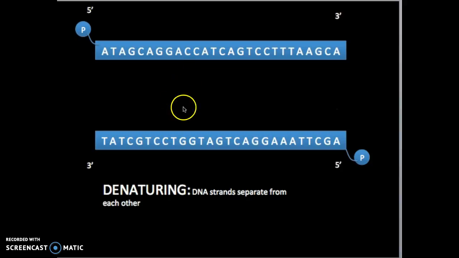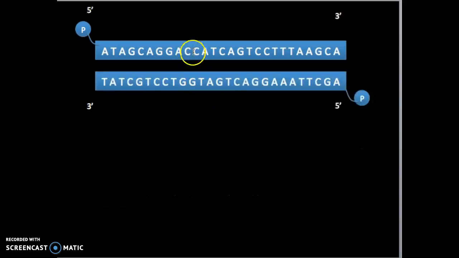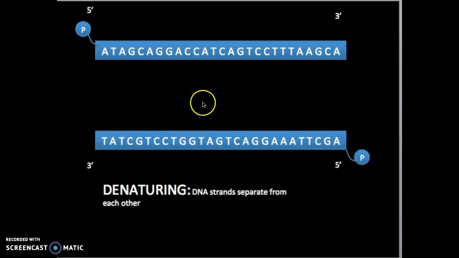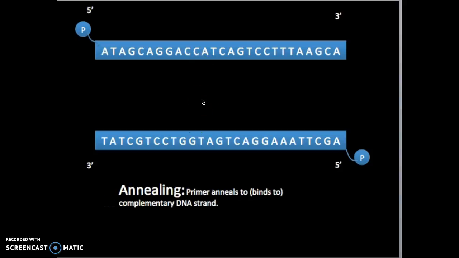Okay, so at the very beginning of this problem, it talks about the ingredients that they're going to add in. The first step is that you're going to heat that up so that the DNA strands will separate from each other, and that's what we call denaturing. So instead of forming bonds with each other, they're going to separate into two different strands. The next step will be annealing, where a primer, which they gave us, will bind to the complementary DNA strand.